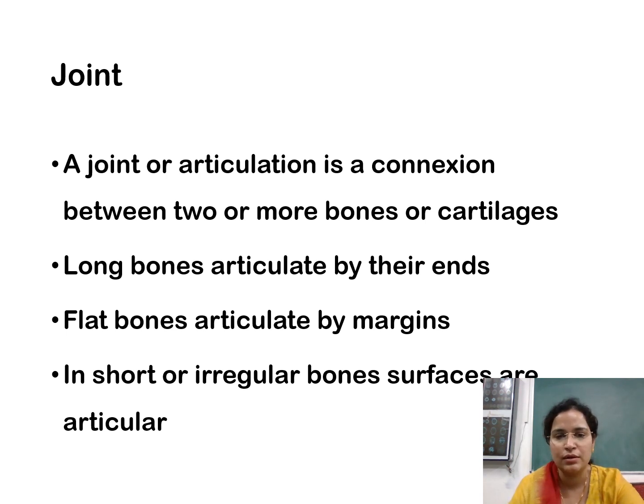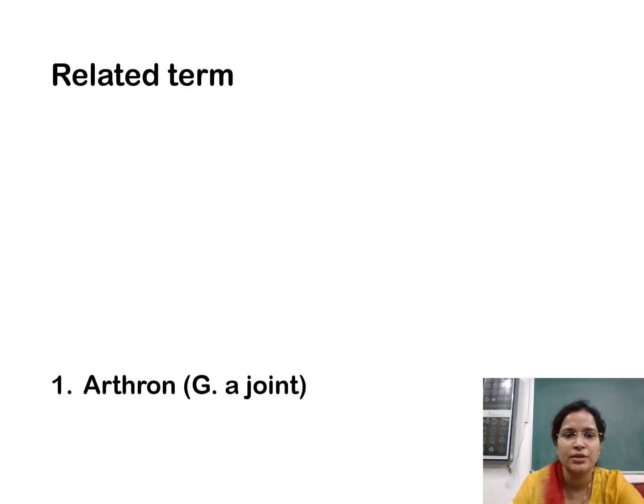Irregular bones articulate by surfaces, or short bones like the carpal bone, which is cubical in nature and has 6 surfaces, out of which 4 surfaces are articular. So that is about the joint.